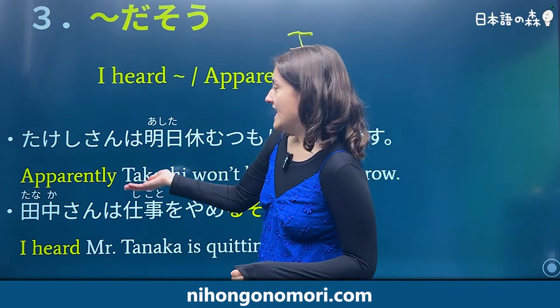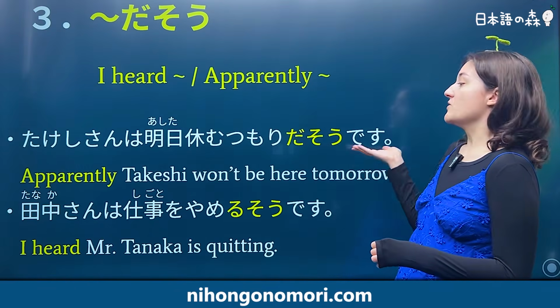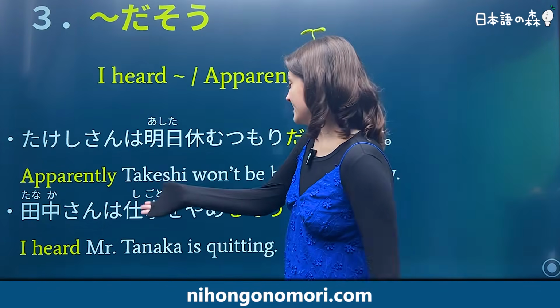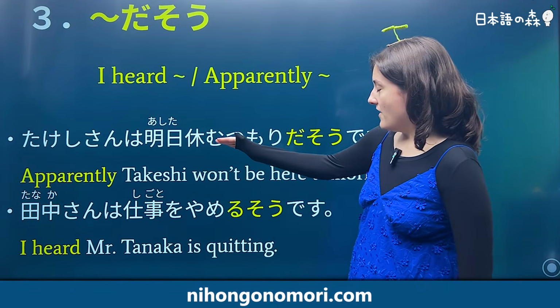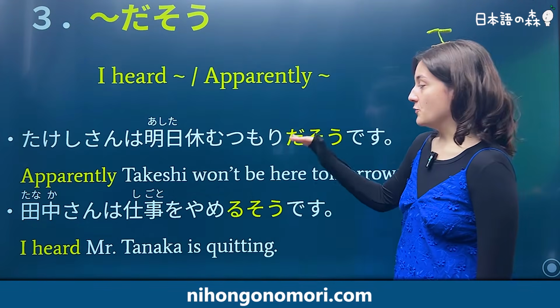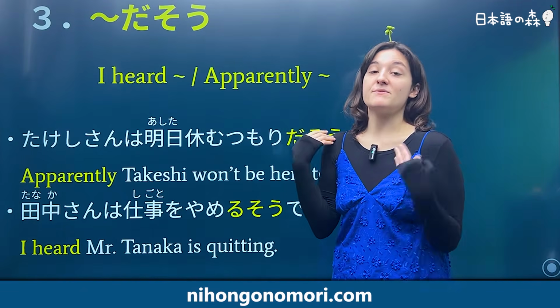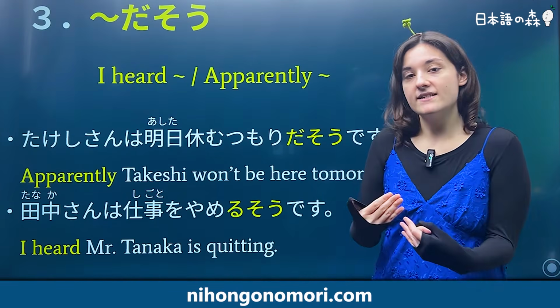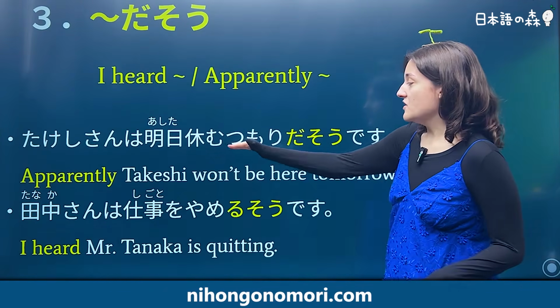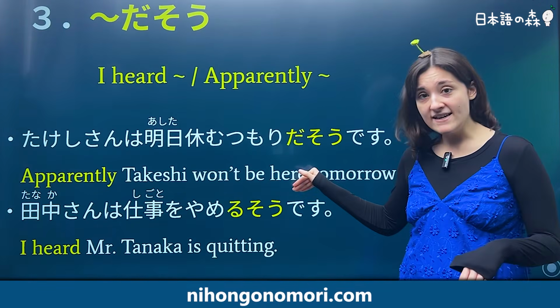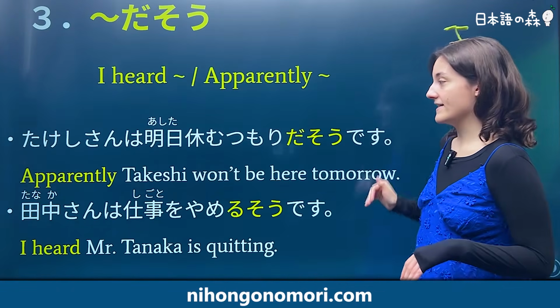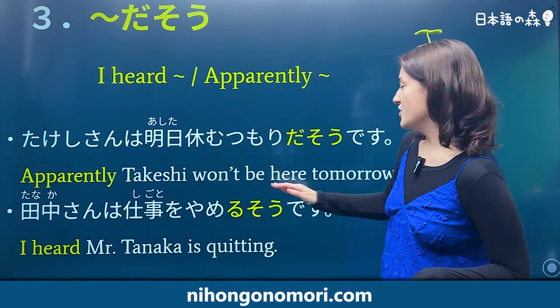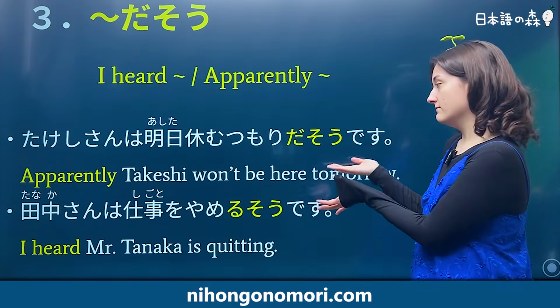So here we have Takeshi-san wa ashita yasumu tsumori da sou desu. So apparently Takeshi won't be here tomorrow. Here we have tsumori, which we learned means somebody's planning to do something. They have an intent on something. And since this usually conjugates to tsumori desu, here we get da. Tsumori da sou desu. So apparently Takeshi won't be here tomorrow. He's planning to take the day off.